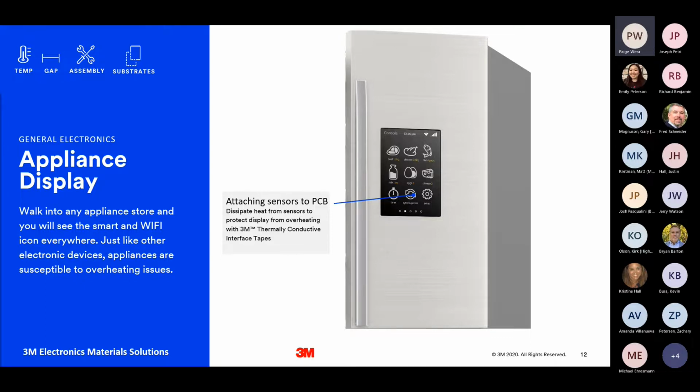So we say to start with those go-to products, either the 8926 or the 8810, depending on what the application requirements are and how much heat is being created. Usually they'll tell you the thermal conductivity, so then you know what to choose. But we're seeing a lot more with appliance, or I guess any type of display as well.